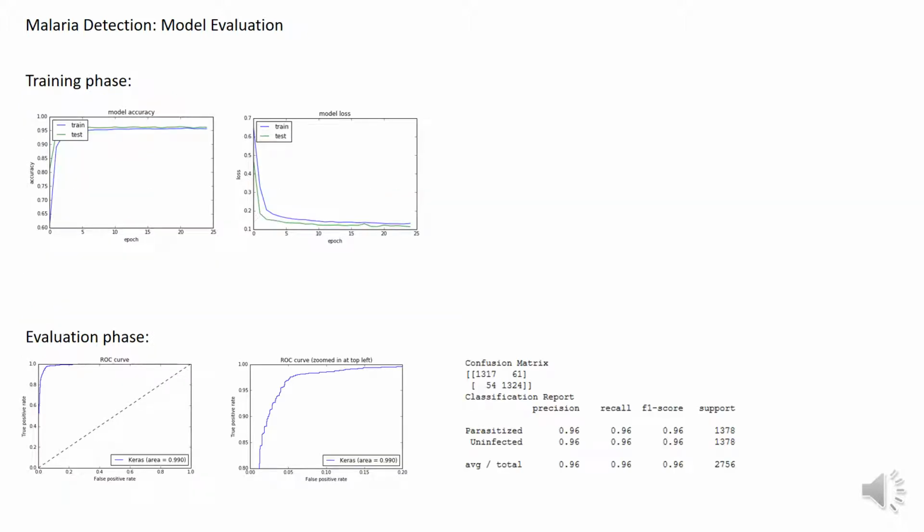This is already the model evaluation. As we can see, after 25 epochs, the model converges well to a small loss value, and the accuracy also goes up quickly and stays at around 95%.